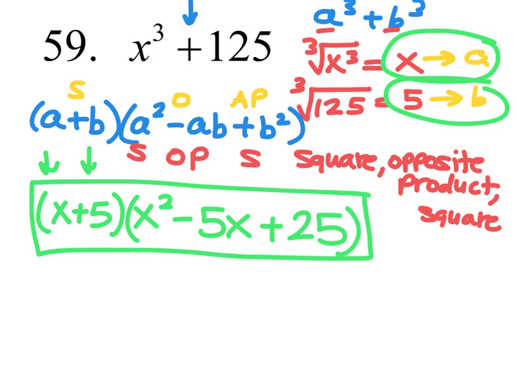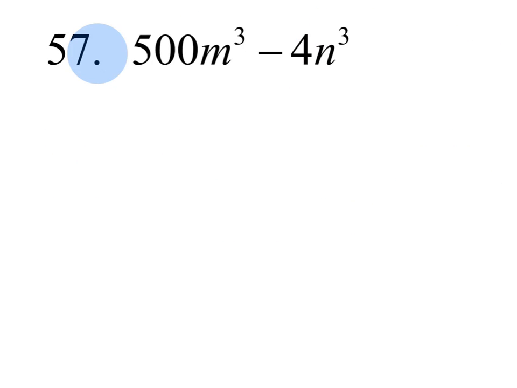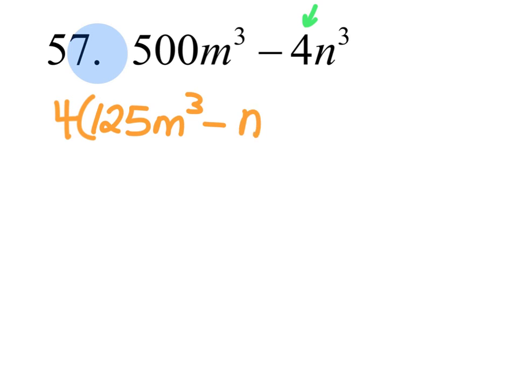And we'll move on to our next one. A little bit harder. Last, definitely not least, well, right away I know that I can't cube root 4. So I'm kind of in trouble. But what I forgot to do was take out a GCF. Always start with your GCF. Now, if you divide 500 by 4, you get 125, which is good news because that is a cube. 4 divided by 4 is 1, so we have 1n cubed, which is awesome also.